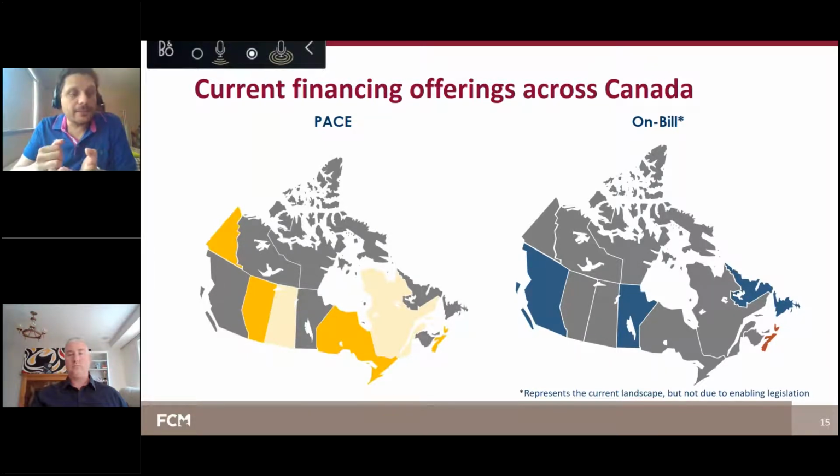Now, municipalities without PACE enabling legislation should not despair, because they can undertake other types of financing programs, including partnering with a local utility for on-bill financing or with a financial institution for direct lending. The map on the right shows provinces where on-bill programs are currently running or have existed in the past. Utilities must also have the authority, usually through provincial territorial legislation, to permit these types of programs.